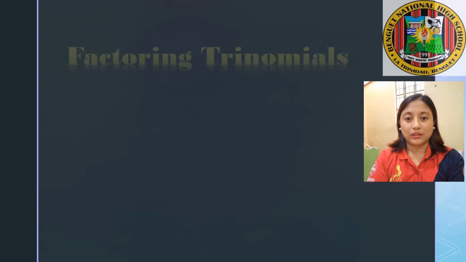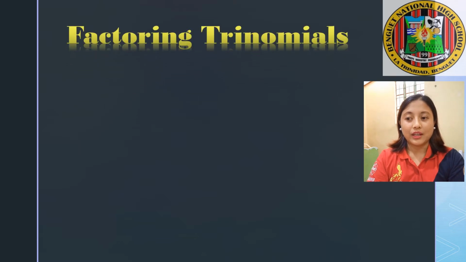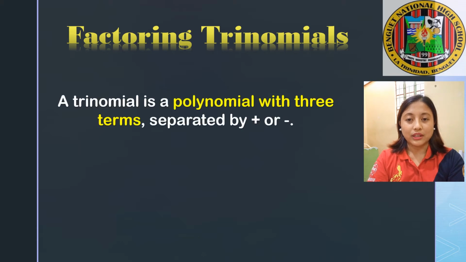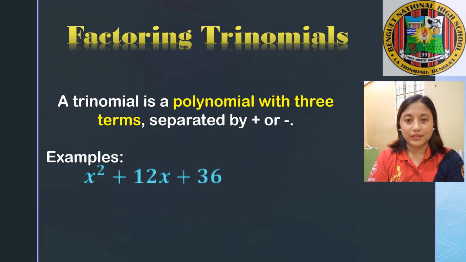Let's begin with the lesson. In the previous lessons, we have been factoring binomials. For today's lesson, we will be factoring trinomials. Let's define what a trinomial is. A trinomial is a type of polynomial which has three terms, separated by a plus or a minus sign. Take a look at the following examples of trinomials.